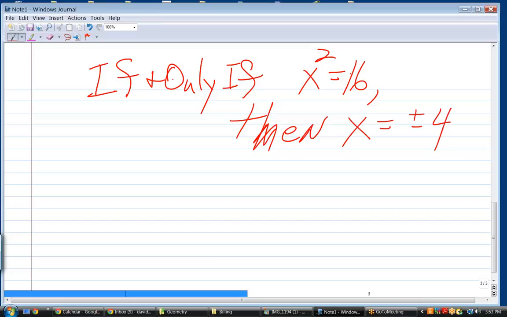Now, this is an if and only if P, then Q. If you have if and only if P, then Q, then it's also true that if you have Q, then P is true. In other words, this is certainly true: if x squared equals 16, then x is equal to plus or minus 4. But it's also true that if x is equal to plus or minus 4, then x squared equals 16. So sometimes you have if and only if statements.